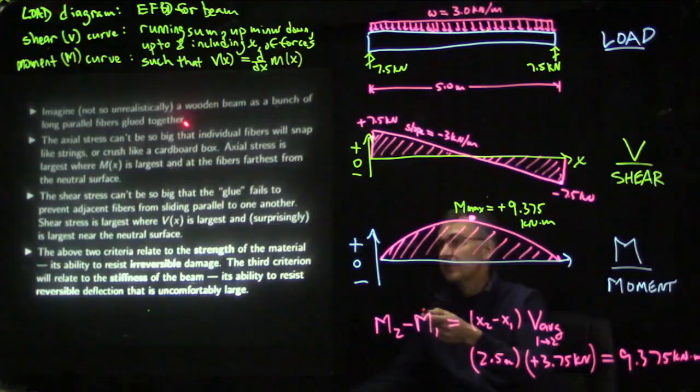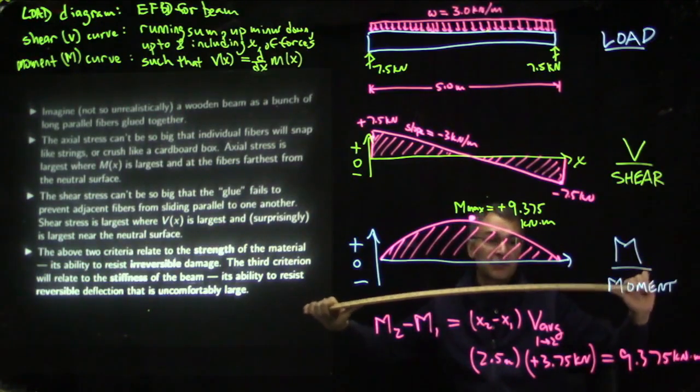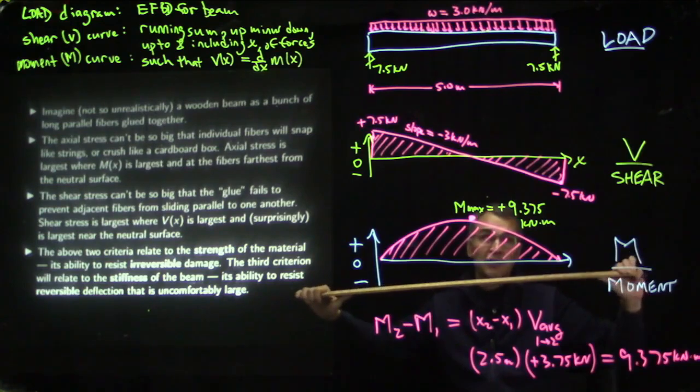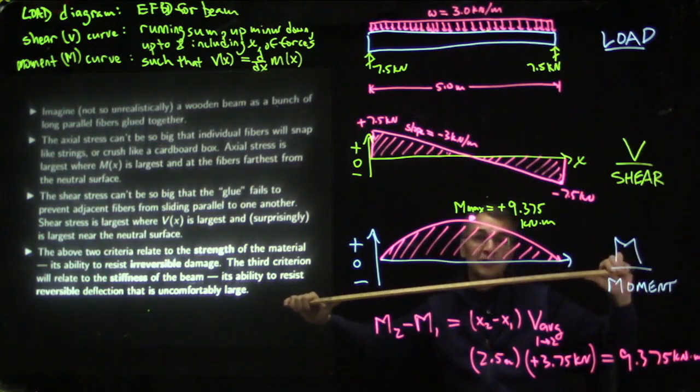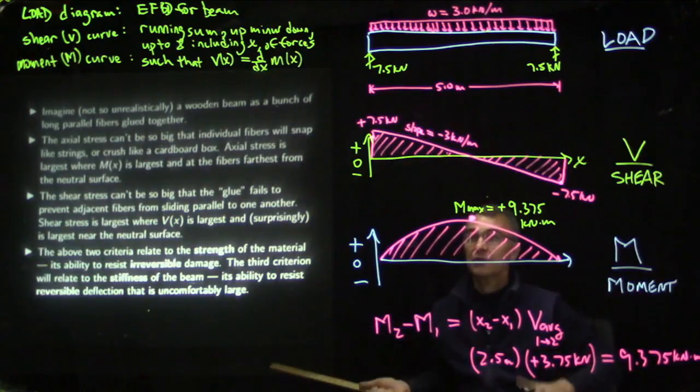So if you imagine, not so unrealistically, that a wooden beam is a bunch of long parallel fibers that are glued together. If you cut apart a tree branch, or if you cut apart a long 2x4, you can see the grain of the wood. So just imagine a wooden beam is a bunch of long parallel fibers that are glued together.